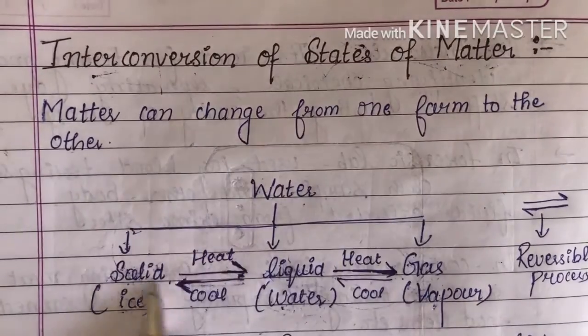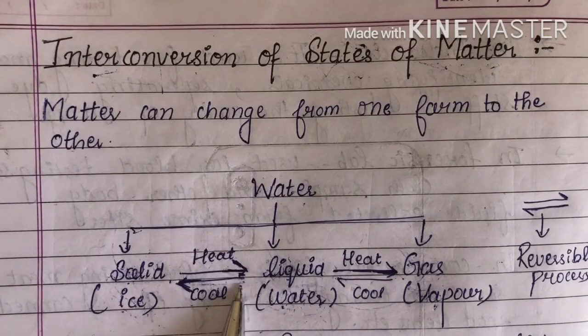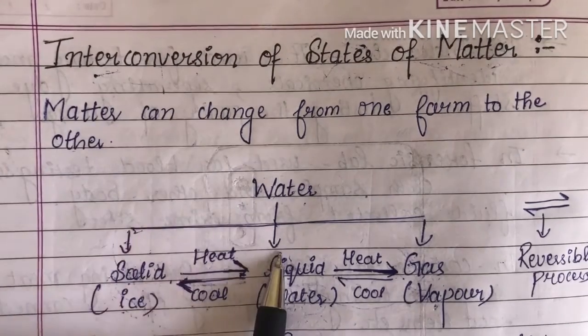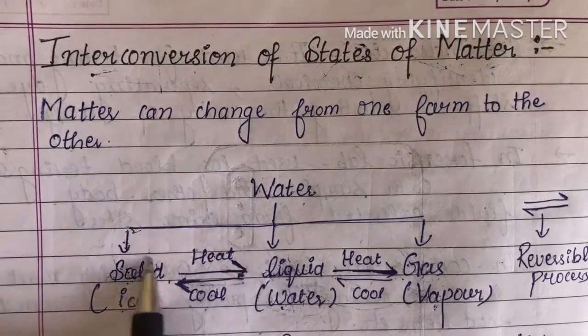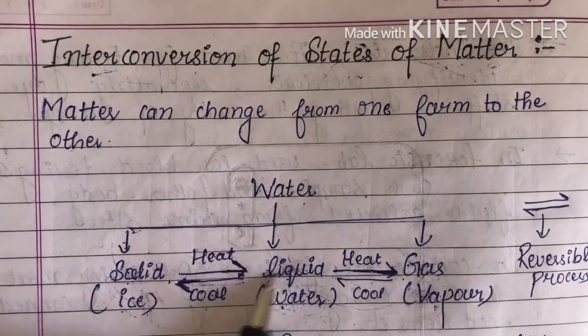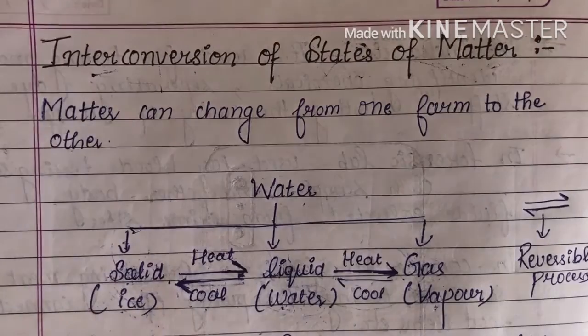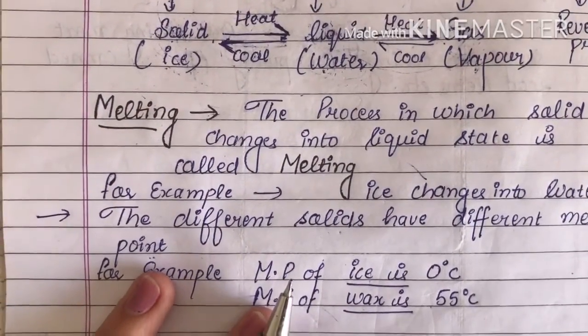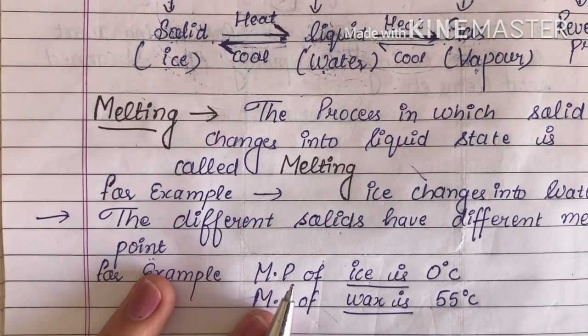Here you can see the arrows. These arrows represent the reversible process. If you can change the solid into the liquid, then you can also get the solid again by cooling the liquid. Now we will see how the interconversion takes place.